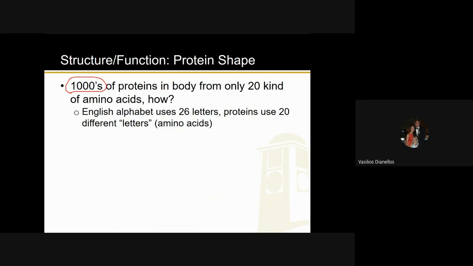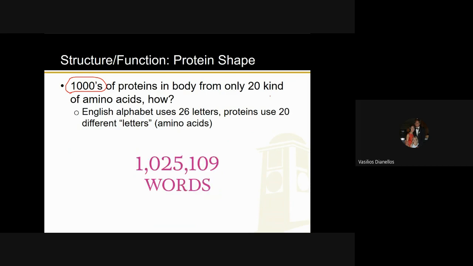Anyway, so then the question is, how do we have thousands of different proteins, but only 20 different amino acids? And your book uses this good analogy of the English alphabet. Think about how many words there are in the English language. Well, we only have 26 letters. So how do we have millions of words when we only have 26 letters? And it's all about how you're putting those letters together, right? It's the same thing with proteins. Sure, there's only 20 amino acids, but it's all about how you're putting those 20 amino acids together. And you can put them together in so many different ways. So that's how we have these thousands of different proteins.